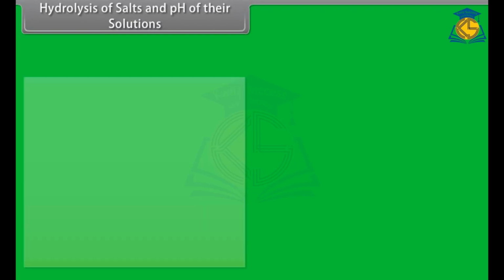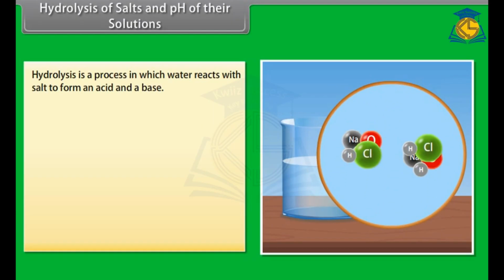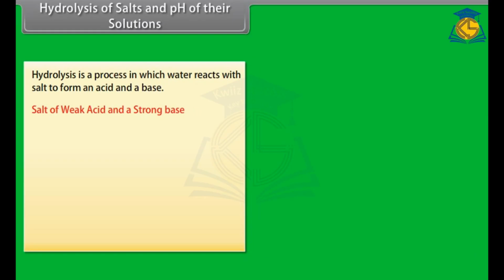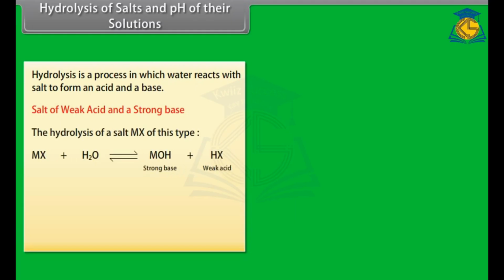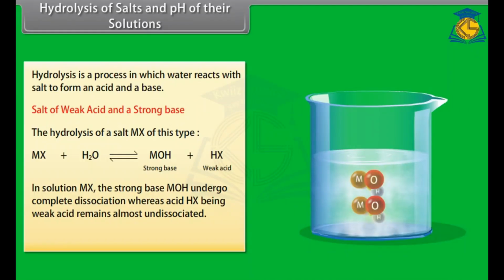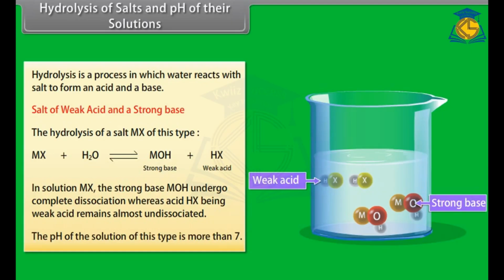Hydrolysis of salts and pH of their solutions. Hydrolysis is a process in which water reacts with a salt to form an acid and a base. Salt of a weak acid and a strong base. The hydrolysis of a salt MX of this type: in solution, the strong base MOH undergoes complete dissociation, whereas the acid HX, being a weak acid, remains almost undissociated. The pH of a solution of this type is more than 7.